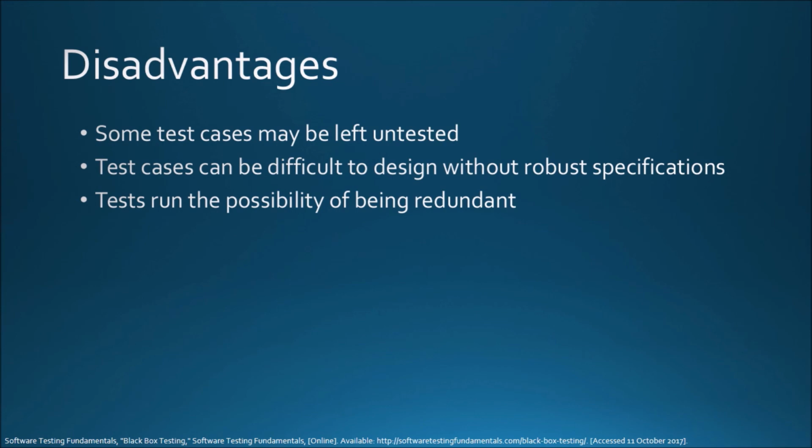And the last disadvantage is that tests run the possibility of being redundant. So, how needed really is this test that we're running for it to be blind to the internal mechanisms? What benefit does the tester get from doing that? Some tests may have little to no benefit, but that again depends on the test parameters, and whoever is coming up with the testing paradigm hopefully wouldn't select black box testing if they would get little to no benefit from it.